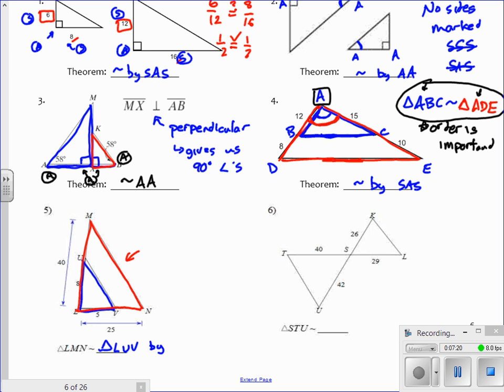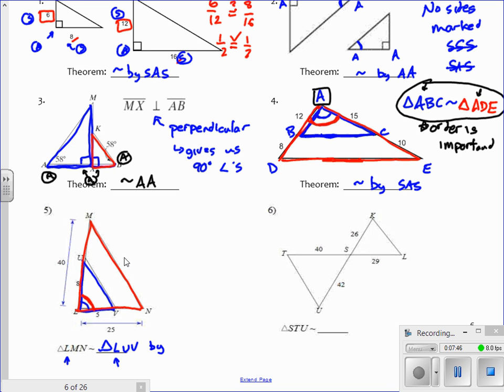Again, this side's not marked, but the other two sides are. For side, side, side, we have to have all 3 sides. We don't have that. So since that's not marked, side, side, side is out. Here again, we have this situation where they both have an L, don't they? We have LMN, LUV. They both have the L, and sure enough, they share it right down there. The red one and the blue one have the same exact angle.